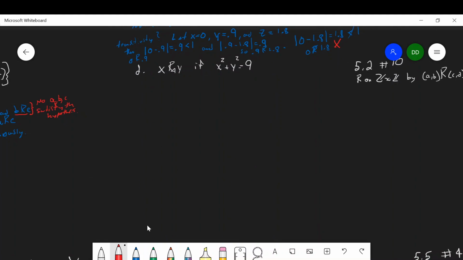x squared plus y squared equals 9 is my relation here. Again, we're on all real numbers. So is this reflexive? We might try and just plug a into this. So let a be a real number, a squared plus a squared equals 9. And what do I get? I get 2a squared equals 9. I can keep trying to solve this. I get a equals the square root of 9 over 2.